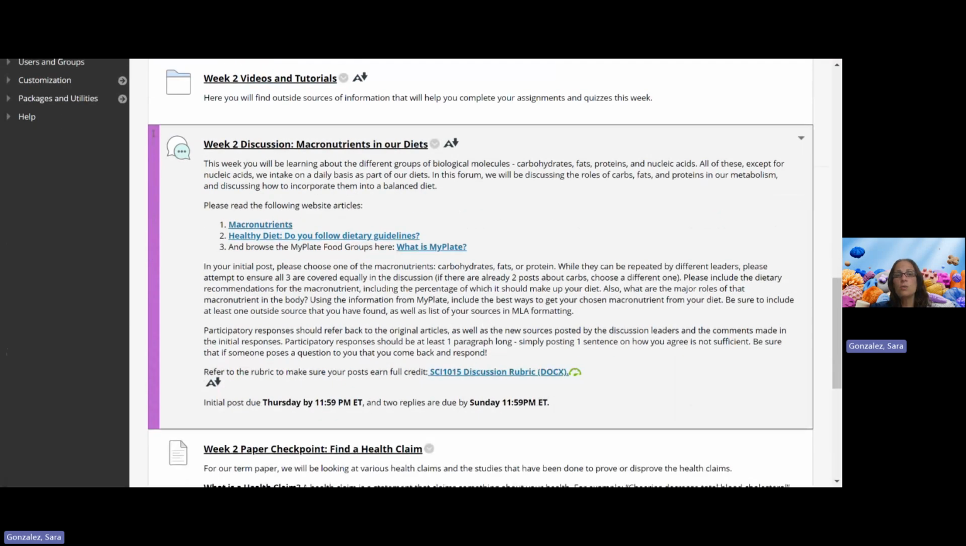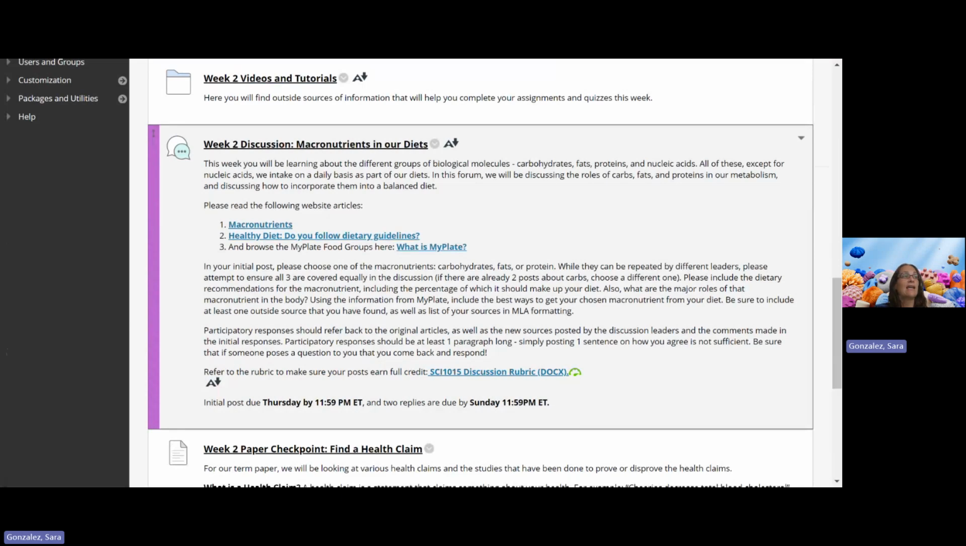Your discussion this week is going to be looking at macronutrients in our diet. So in your intro post, you're going to choose one of the macronutrients, looking at either carbohydrates, fats, or proteins. You're going to basically talk about these things, and include some dietary recommendations for those macronutrients. What percentage of that particular one should make up your diet? What are some of the major roles of that macronutrient in your body?